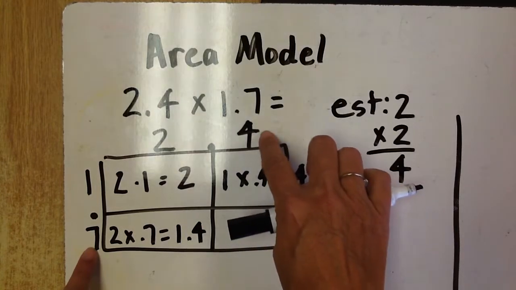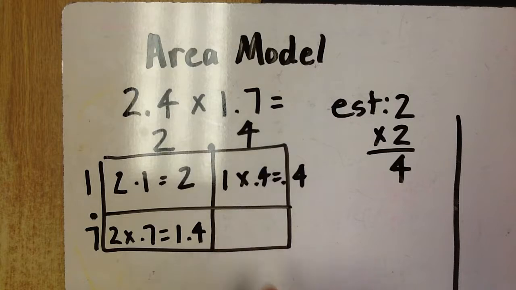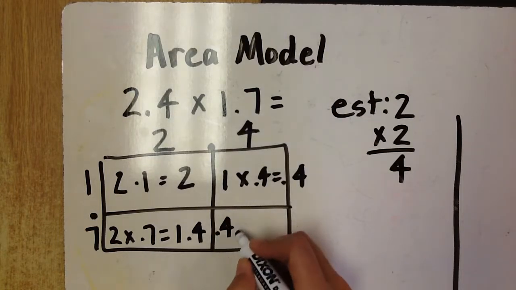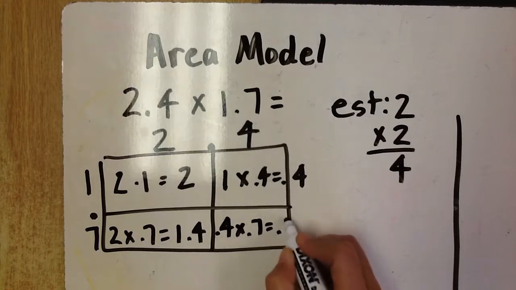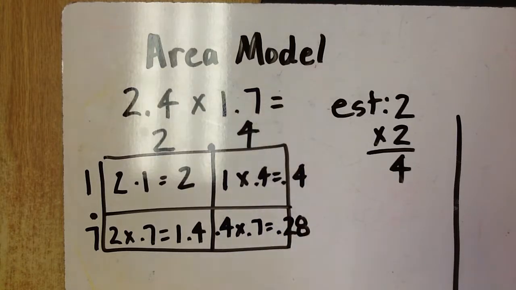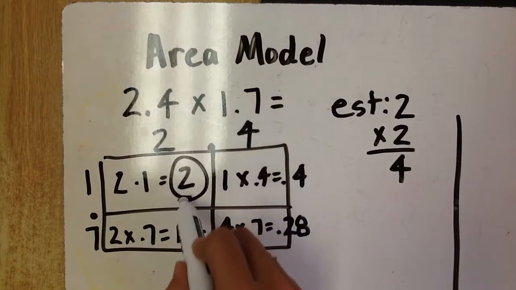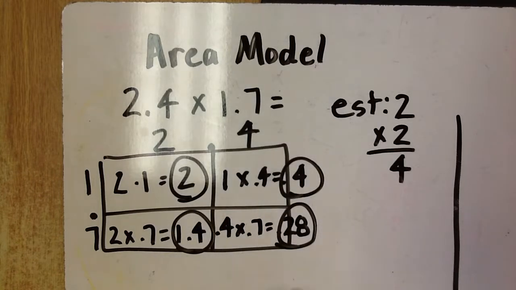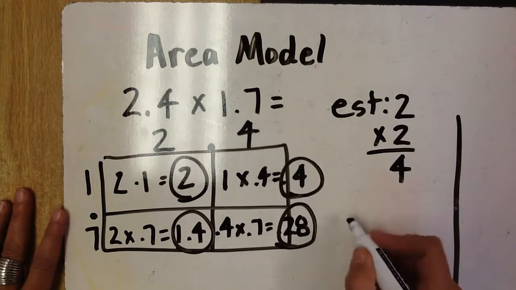And then here, 4/10 times 7/10, and a tenth times a tenth is a hundredth. So 4/10 times 7/10 is 28 hundredths. So now I have 4 partial products. And my next step is to then add these 4 partial products together to get my total product.